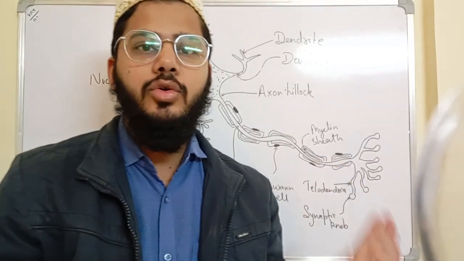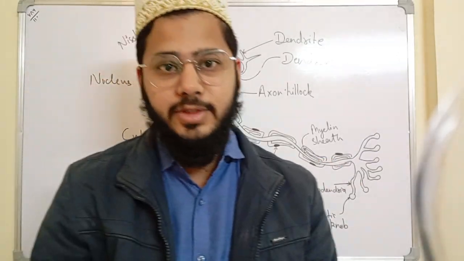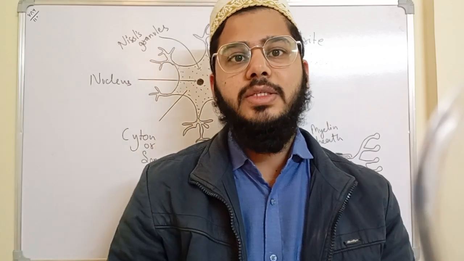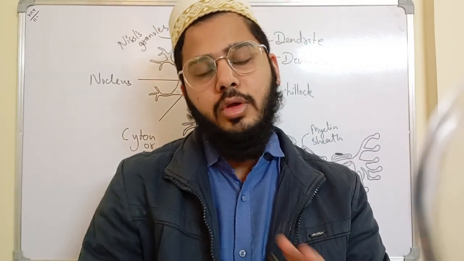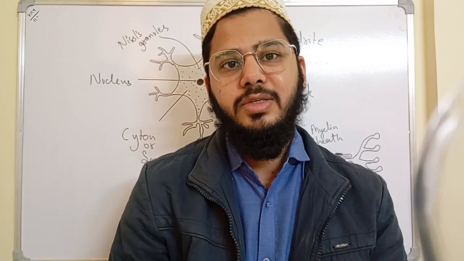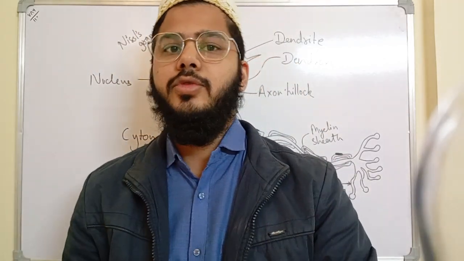Alright, so neuron is the functional unit of our nervous system. Neuron or the nerve cell, it is the cell that makes the nerve tissue, alright, or the nervous tissue. So, the nervous system in humans is divided into two categories: central nervous system and peripheral nervous system.